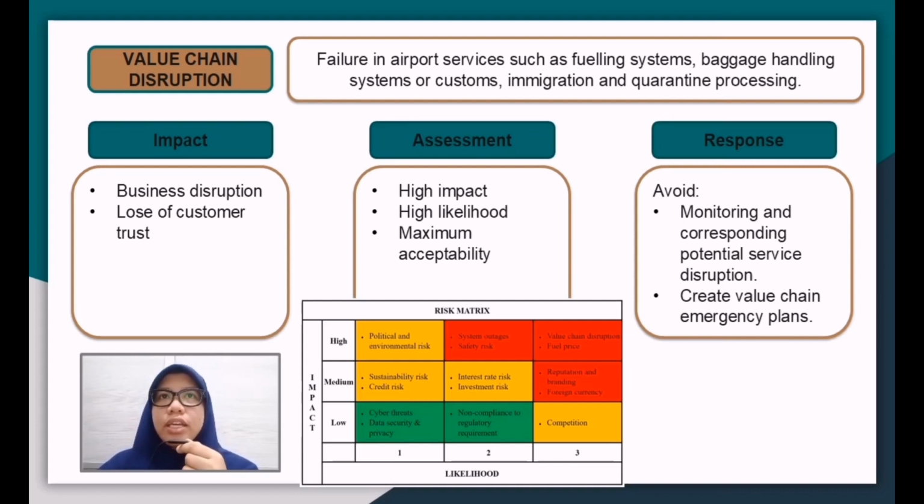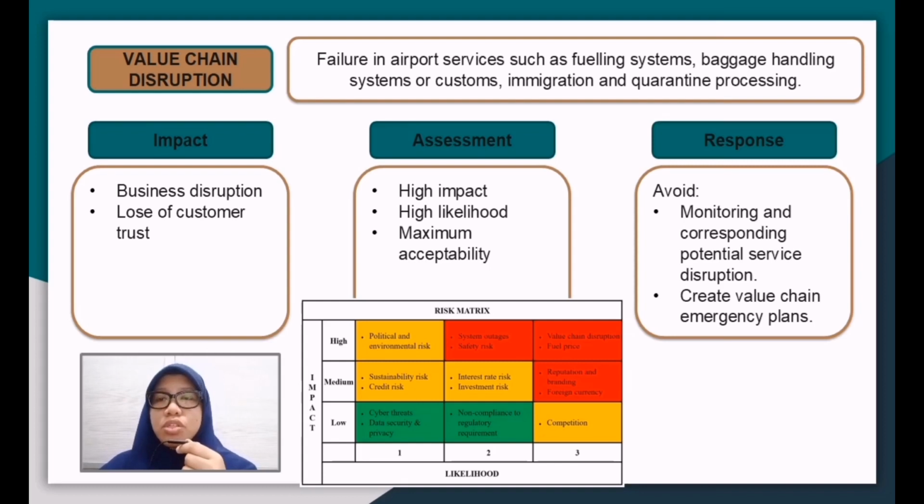The next risk is value chain disruption. It is a failure in airport services such as fueling systems, baggage handling systems, or customs, immigration and quarantine processing. The impact of this risk is business disruption and also loss of customers' trust.